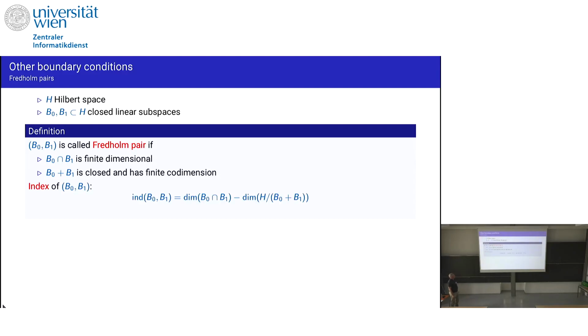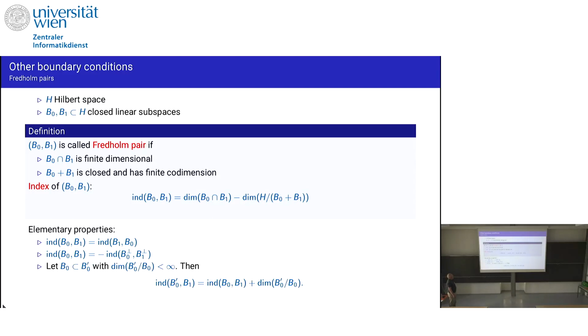Okay, and then the index of this Fredholm pair is defined to be the dimension of the intersection minus the codimension of the sum. And here are some elementary properties of Fredholm pairs. The first one is totally trivial, so the order doesn't matter. And the second one is if you pass to orthogonal complements, replace B0 by its orthogonal complement and do the same thing with B1, then you again get a Fredholm pair, and the index is just the negative. Easy to check. And the next one is also not hard to check, but very useful. If you change one of your subspaces in your Fredholm pair and you replace it by something which somehow differs only by some finite dimensional stuff.